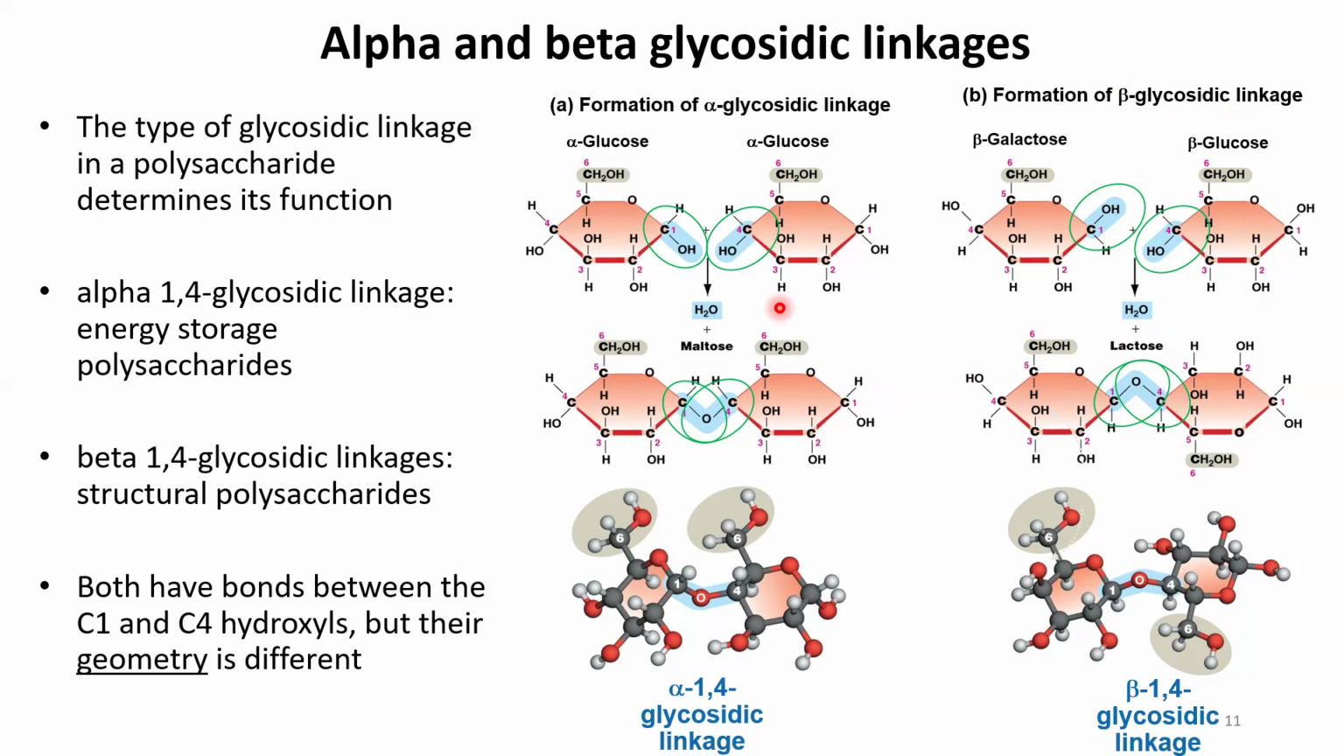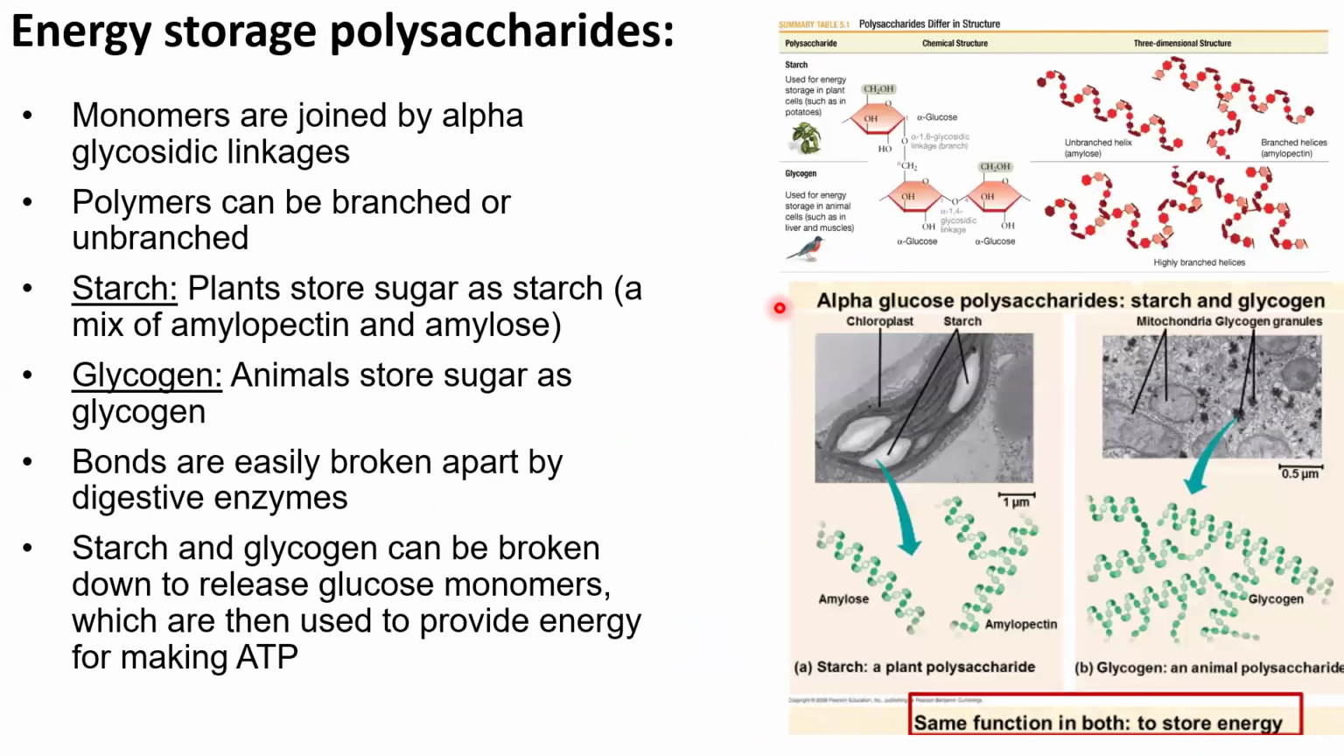the structure ends up determining the function of the molecule itself. So now energy storage polysaccharides, these are primarily linked by alpha glycosidic bonds. The polymers themselves can either be branched or unbranched, and some examples include starch and glycogen. Plants store sugar as starch, and animals store sugar as glycogen. And these bonds are easily broken apart by digestive enzymes.